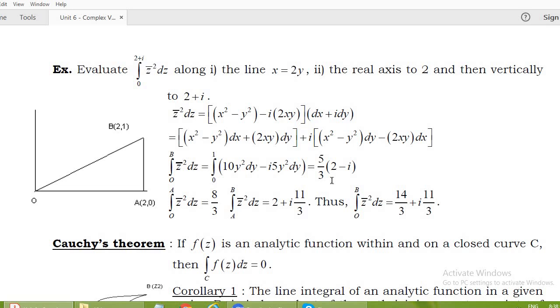It is different than what we had got in the first part. The reason is obvious. Here f(z) is equal to z conjugate whole square, which is not an analytic function.